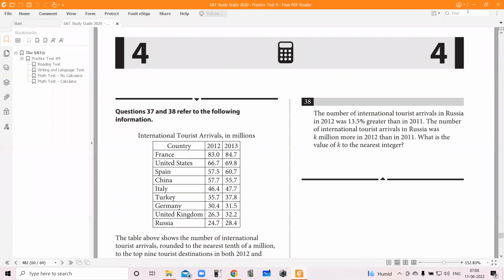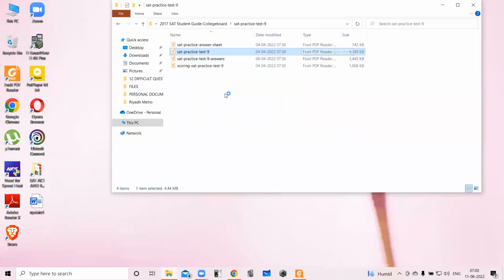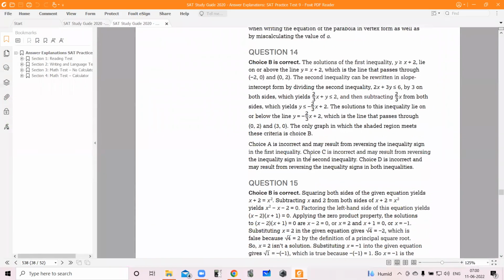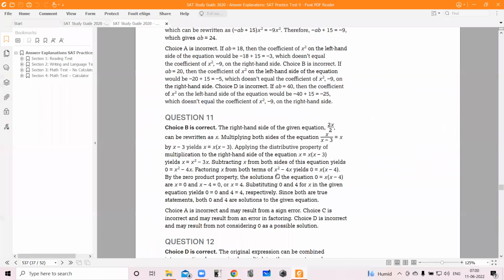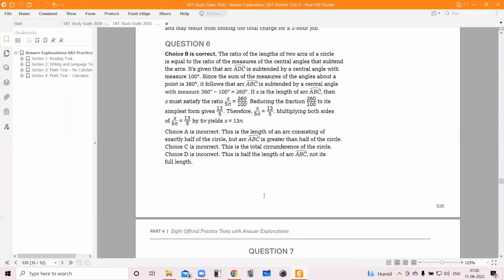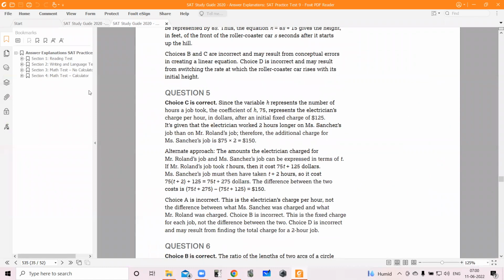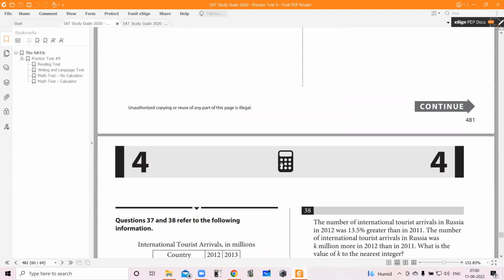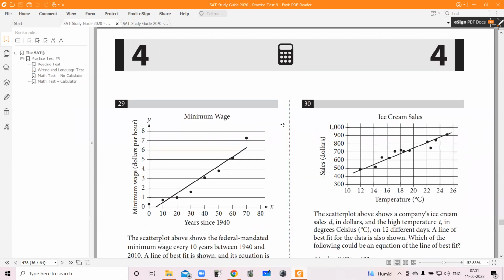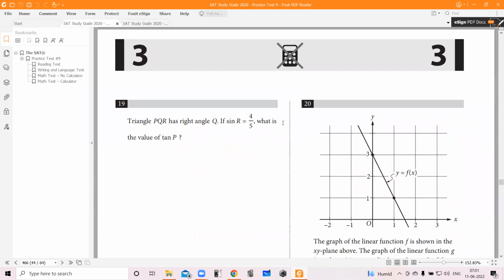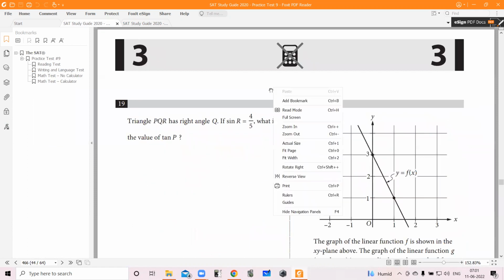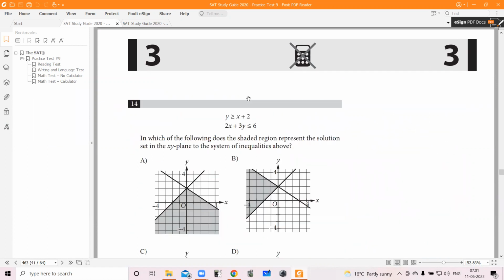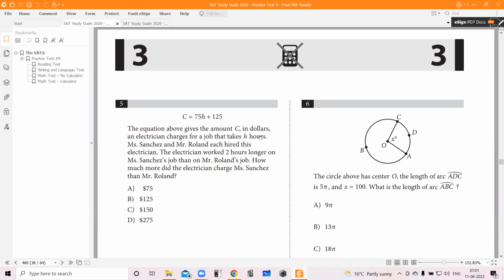Otherwise, the calculator portion seems to be a little bit difficult, but let us see what was the thing here. In the no calculator portion, which ones did I get wrong? 6. I didn't really understand 6. I tried to use the formula that we always use, but I don't really know how to use it. Okay. So let's try to do 6 first.